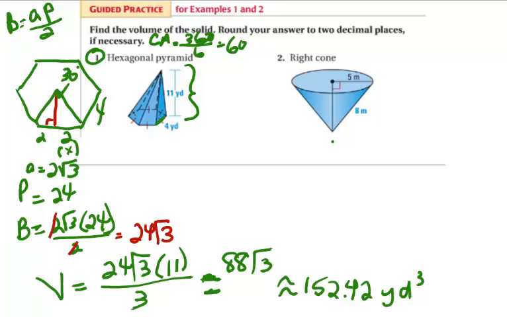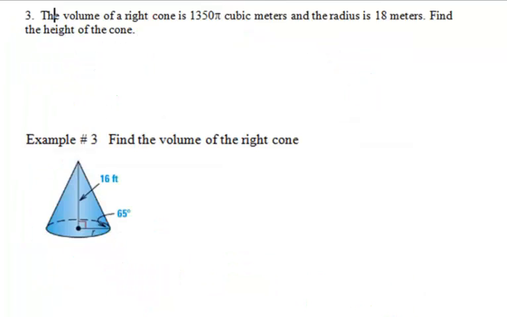We just did a cone, so we might save this cone and then maybe just do some on the worksheet. So let's go to the next slide. I have the volume of a right cone is 1350 cubic meters. We've got a cone, so remember the base is a circle, where my radius is 18 meters, and we want to find the height. That's what we're looking for, height.